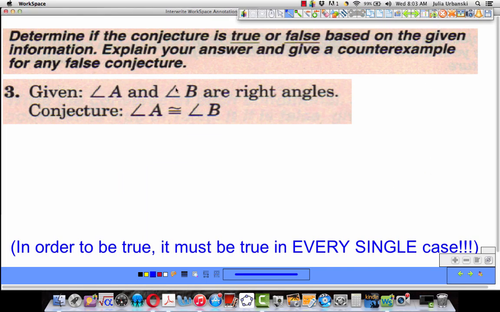For this one, if A and B are right angles, then A is congruent to B. Well, that's true 100% of the time. Because what does it mean to be right angles? It means that they both equal 90 degrees. And there's no way in the world that two 90-degree angles don't equal each other. So that's true 100% of the time. If two angles are 90 degrees, then they equal each other as well.